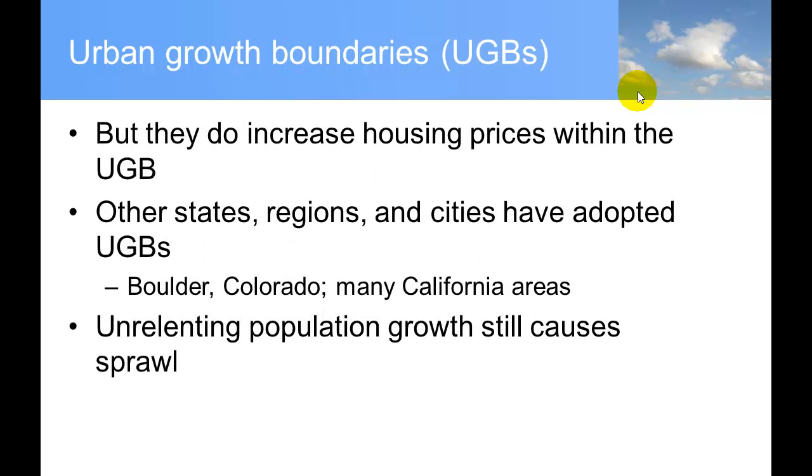Critics of urban growth boundaries point out that they do increase housing prices because there's a limit to where certain houses can be built. But other states and regions have adopted UGBs, including Boulder, Colorado, and a number of California areas. Even though urban growth boundaries do set some limits, unrelenting population growth can thwart even some of the best UGBs and still cause sprawling problems.